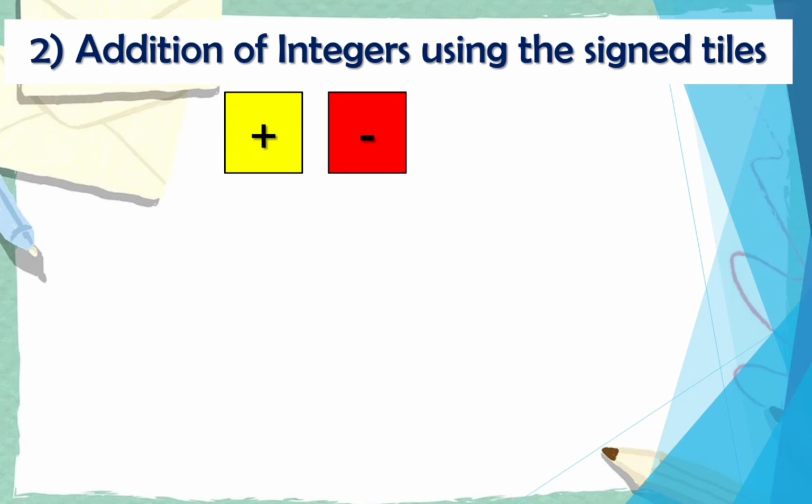Kapag ang yellow tile at ang red tile ay na-pair natin, that is what we call the zero pair. That will be equal to 0. So, paano po ba mag-add ng integers gamit ang sign tile? So, let's have an example.